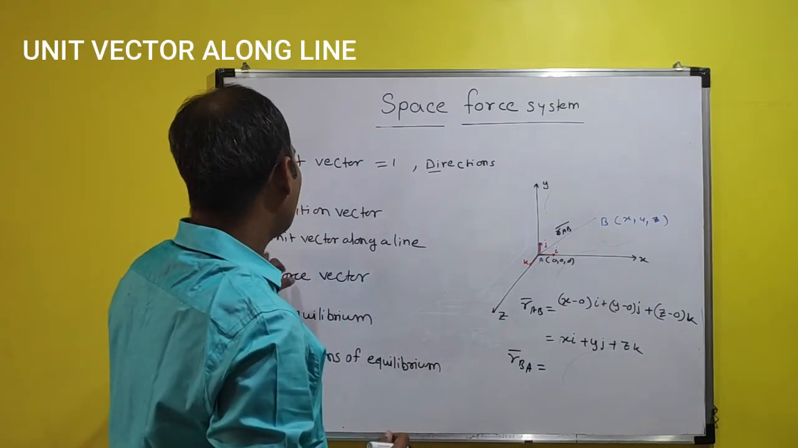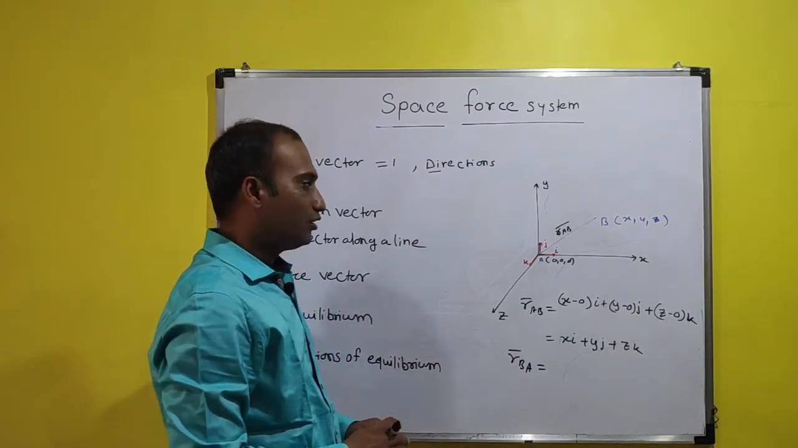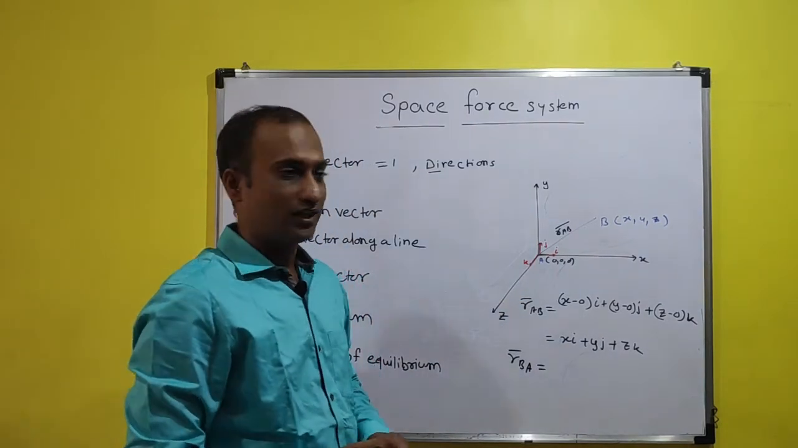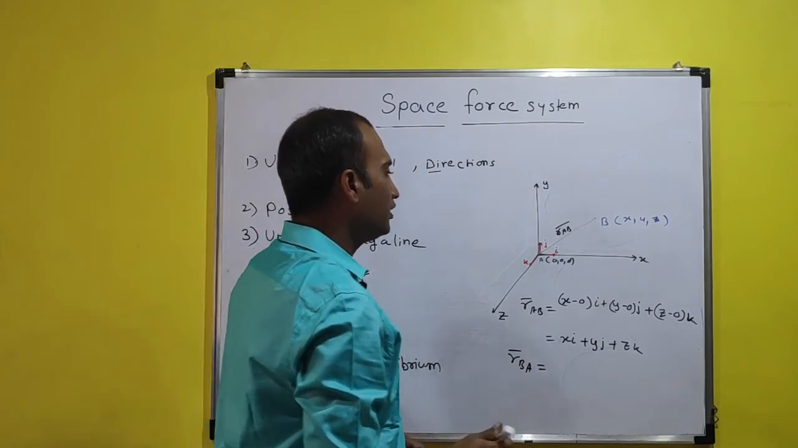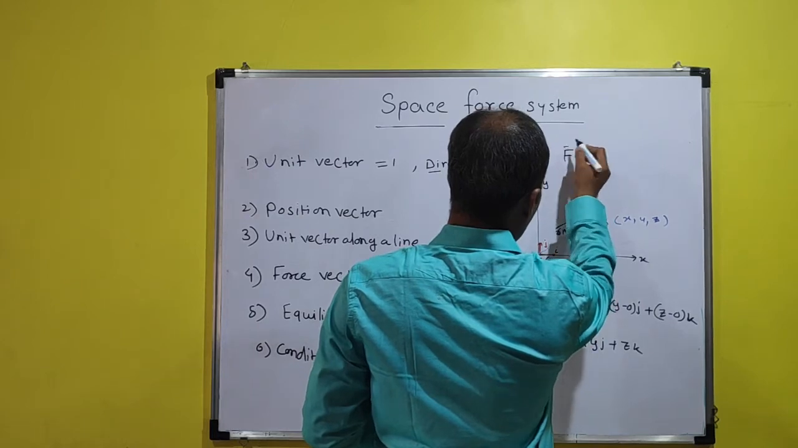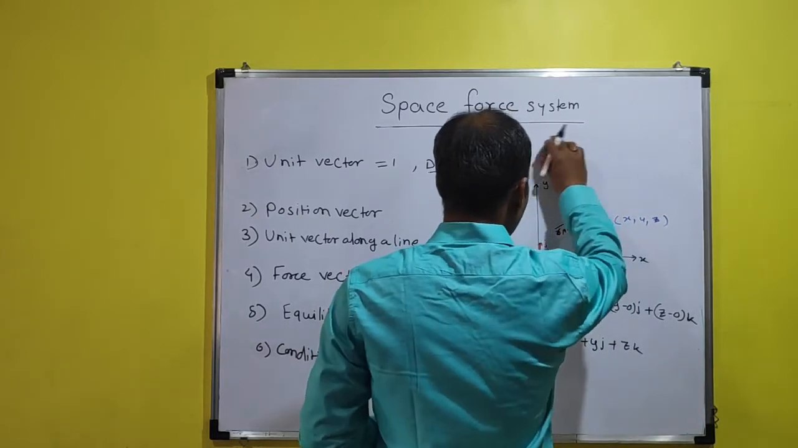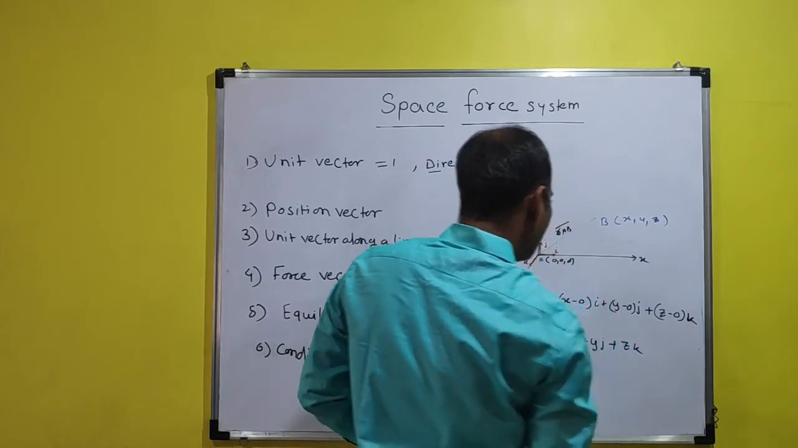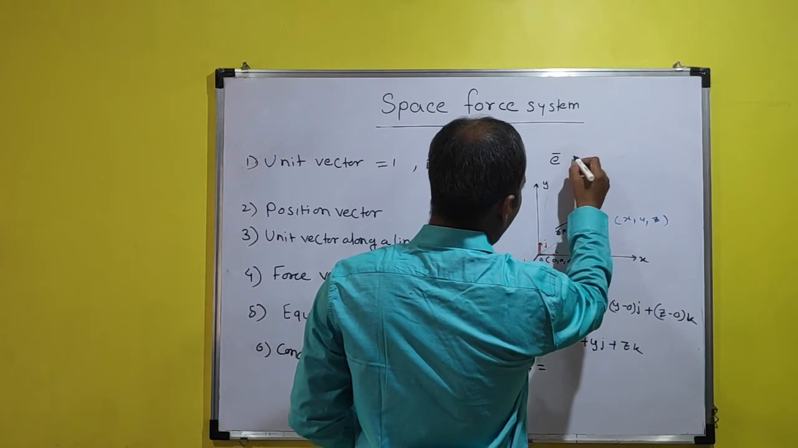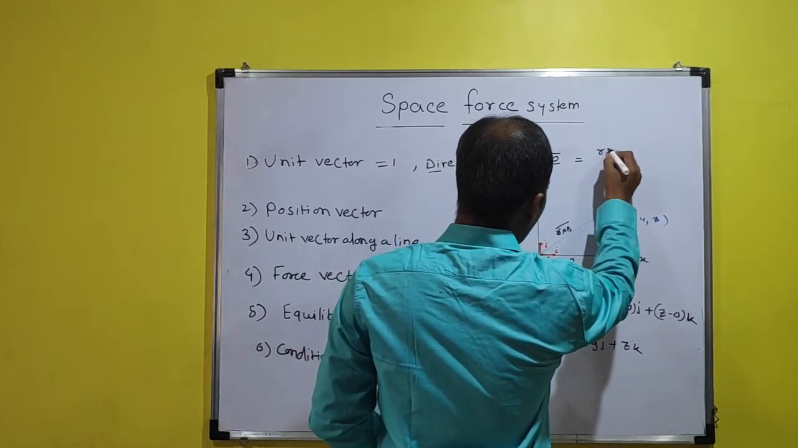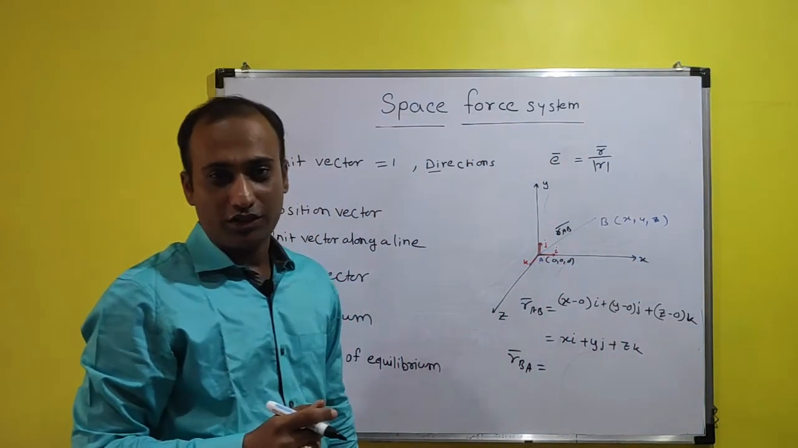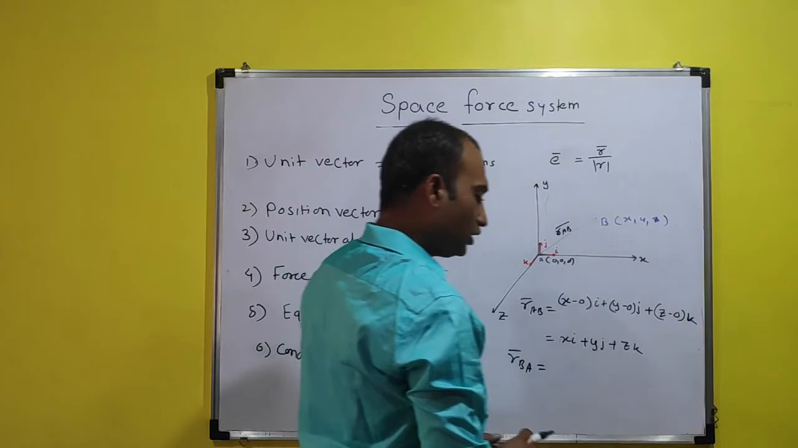So now we will go for the unit vector along the line. So here, how to calculate the unit vector for any of this? So the unit vector you can calculate as the position vector divided by the magnitude of the position vector. So how are we going to calculate this?